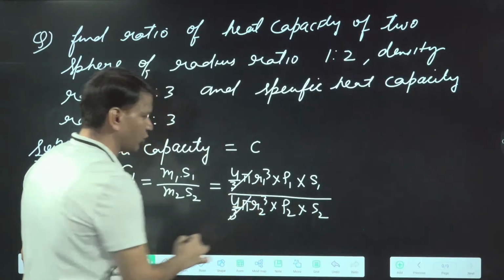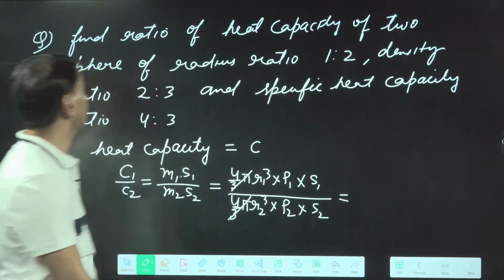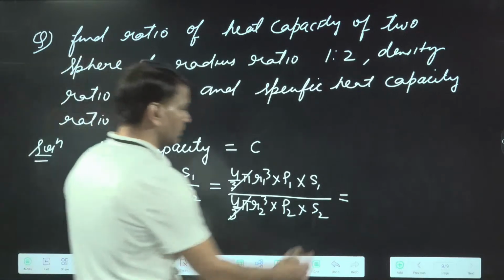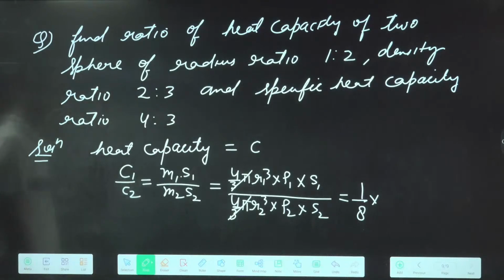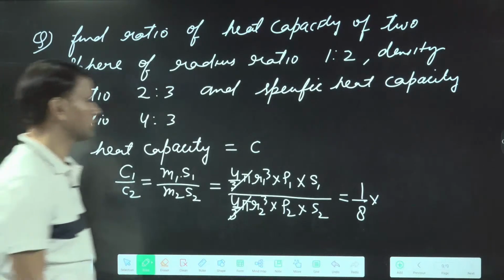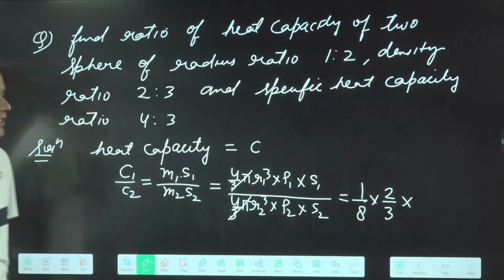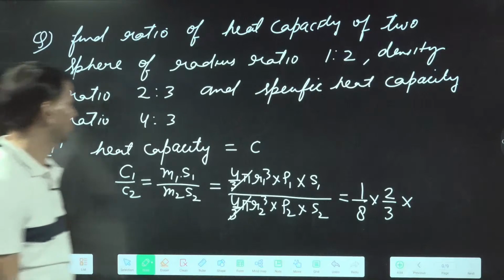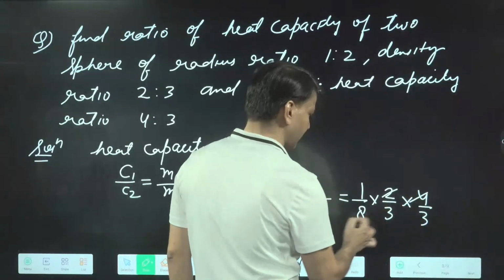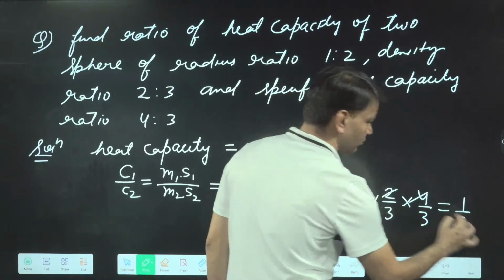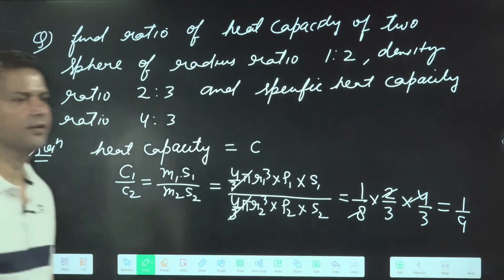Now 4/3 pi cancels out, and R1 by R2 whole cube, R1 by R2 is 1:2, so you get 1/8. Into density ratio 2:3, and specific heat ratio 4:3. Now 4 and 8 cancel out, and the ratio is 1:9. This type of question has already been asked in NEET.